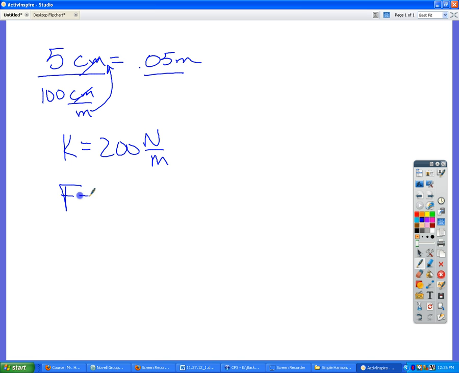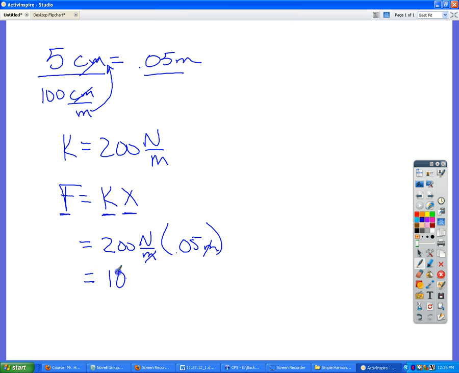The equation we will use is F is equal to K times X, where F is the force of the spring, K is the spring constant, and X is either the compression or the extension of the spring. We can plug everything in now. This is 200 newtons per meter, and we'll multiply that times the 0.05 meters. Notice the meters cross off. 200 times 0.05 will give you the final answer of 10 newtons, and that is simple harmonic motion example number 2. On to number 3.